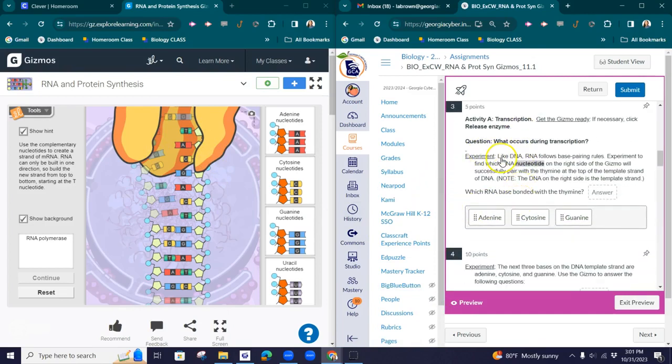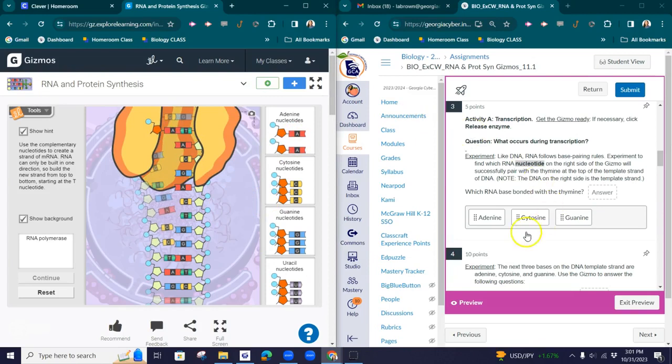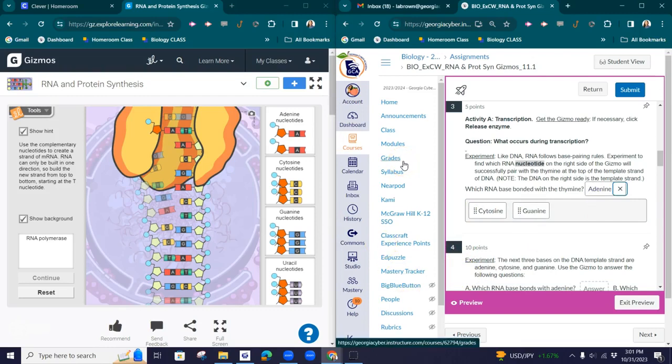Number three. Like DNA, RNA follows base pairing rules. Experiment to find which RNA nucleotide on the right side of the Gizmo will successfully pair with the thymine on the top of the template strand of DNA. Note the DNA on the right side is a template strand. Which RNA base bonds with thymine? We know our base pairing rules, so there is no thymine in RNA. So adenine will still bond.